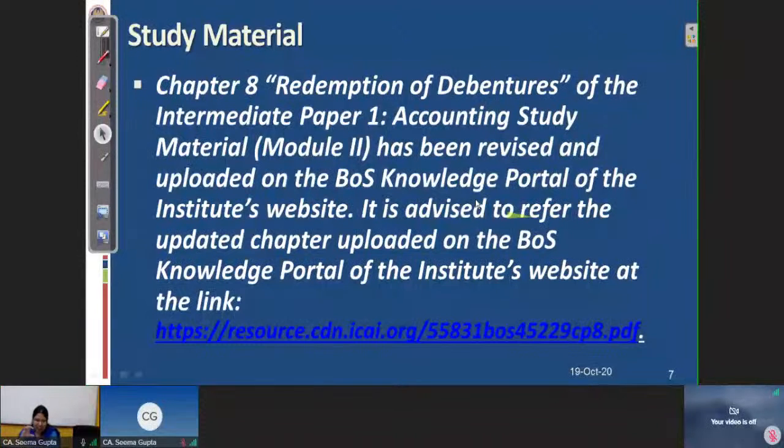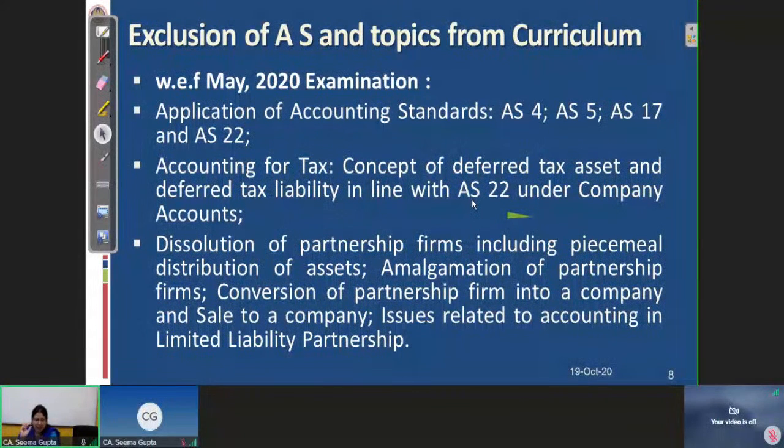There was a change in the syllabus of certain topics with effect from the May 20 examination in the syllabus of paper 1 accounting. So what is that change? Application of accounting standards AS4, AS5, AS17 and AS22 are no more applicable now. That means they are not applicable for paper 1 students. They have been shifted to paper 5. So the students are not required to study those particular standards anymore.